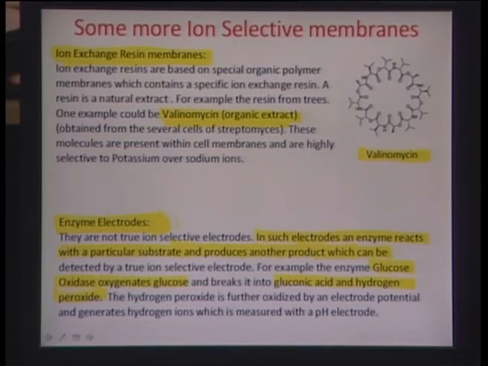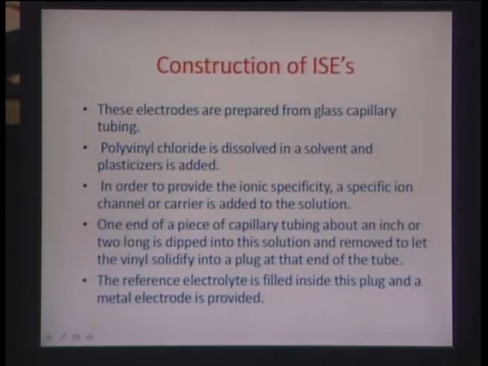Hydrogen peroxide can be measured by a pH electrode, of course, which has some other ion selective membrane, maybe some glass or chalcogenide, which can easily take up the hydrogen plus ions over the other competing ions. So, that in a nutshell is what the ion selective electrodes are.